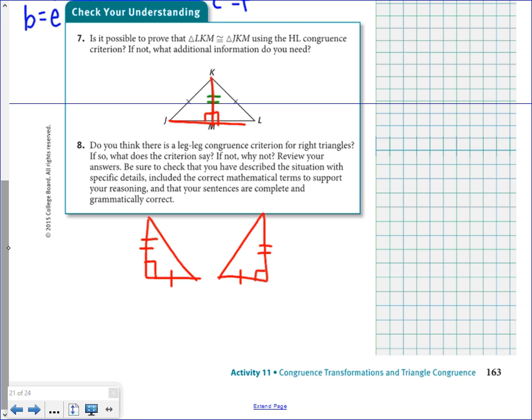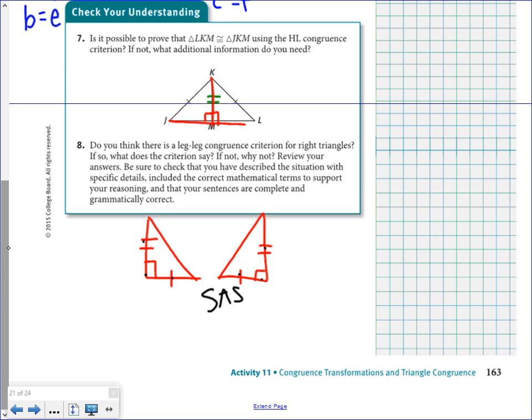And the reason is, if you look, these are congruent by side, angle, side. Side, angle, side. So we could use leg-leg congruence, but it's not necessary. It's the exact same as side, angle, side, where the given angle that they give you just happens to be a right angle.